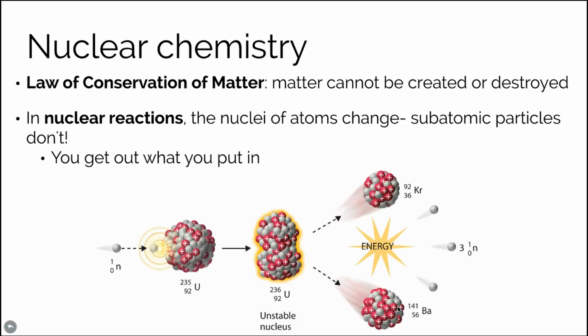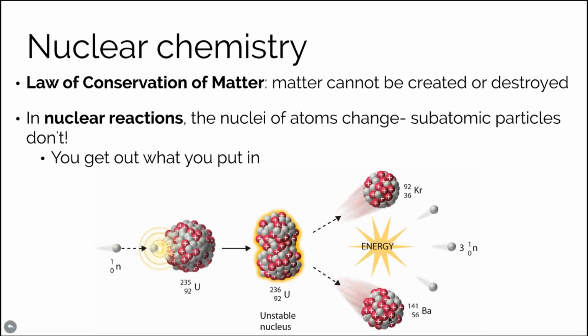You should remember from the last section that it's the number of protons in the nucleus that tells you what element you have. So what's going on in this is that we started with an atom of uranium with 92 protons, and in our products we have two different elements. We have krypton with 36 protons, and we have barium with 56 protons. So now this is different from the chemical reaction because we have changed the elements that we started with.